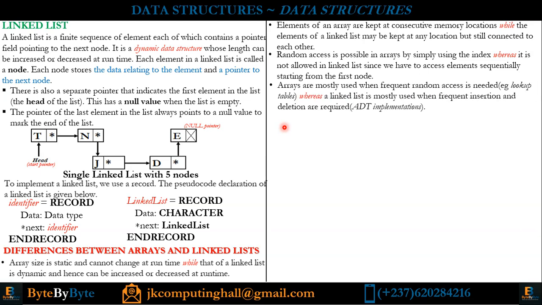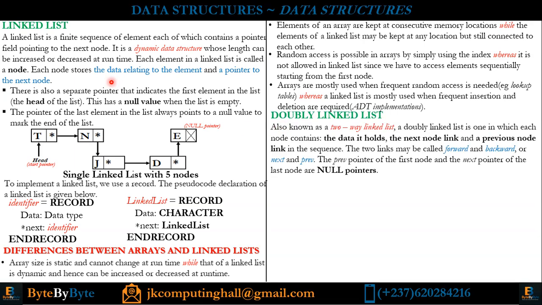Another difference, arrays are mostly used when frequent random access is needed, e.g. lookup tables, whereas a linked list is mostly used when frequent insertion and deletion are required. And an example is what? ADT implementation. And ADT, we shall see in the next lesson. ADT is what we call abstract data type. That is what we mean. So an array is mostly used in programs where we need frequent random access, whereas a linked list is used when we need frequent insertion and deletion of data. Dear students, so these are some of the differences we have between arrays and linked lists.